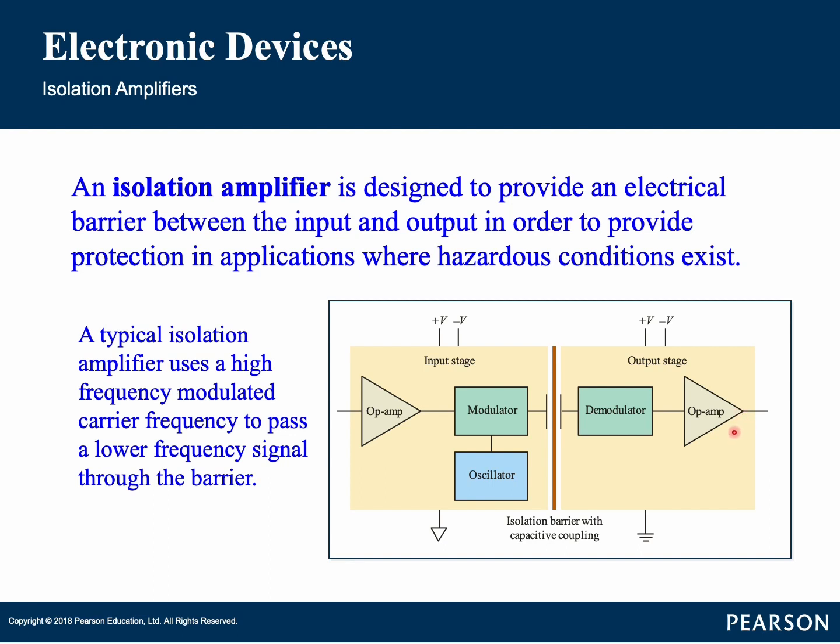The demodulator extracts the original input signal from the modulated signal so that the original signal from the input stage is back to its original form. A typical isolation amplifier uses a high-frequency modulated carrier frequency to pass a low-frequency signal through the barrier.